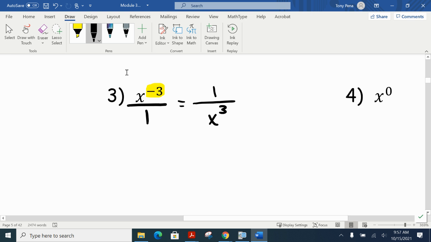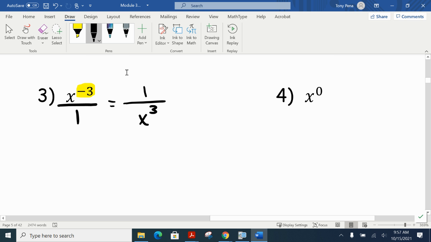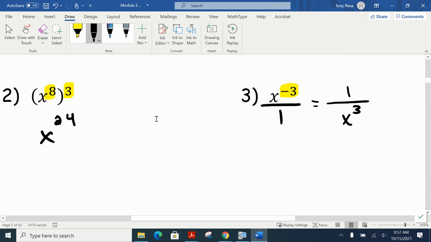4, we've already talked about. We said anything to the 0 power is a what? 1. So x to the 0 is a simple 1. So those are 4 of the rules that we talked about yesterday. As you see those, and there's one more. I think it's number 5.